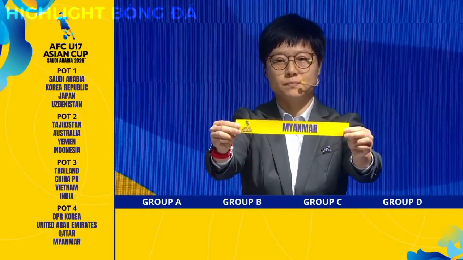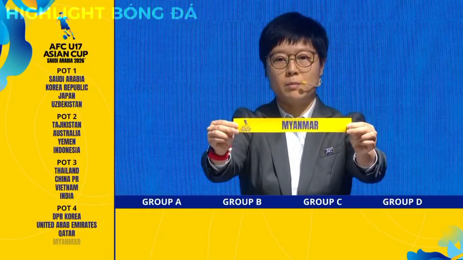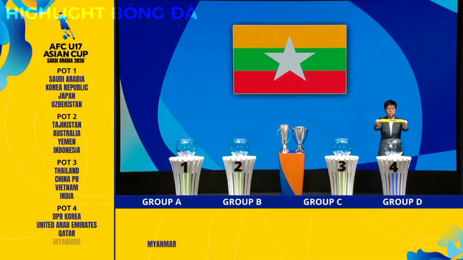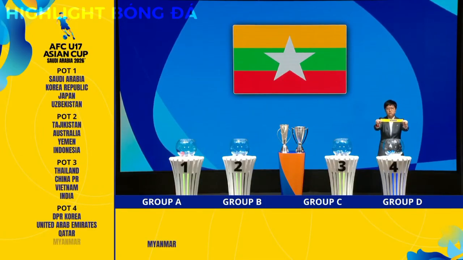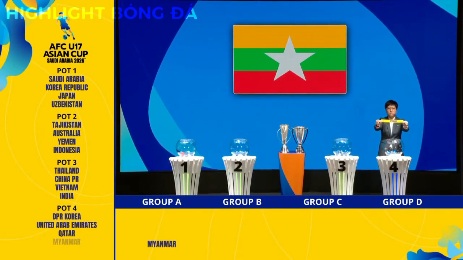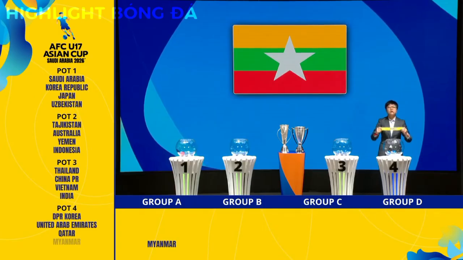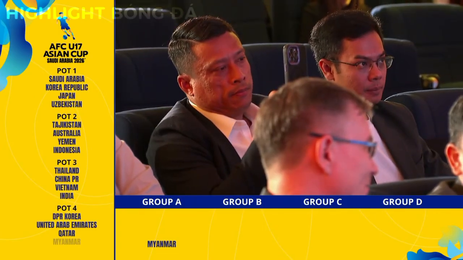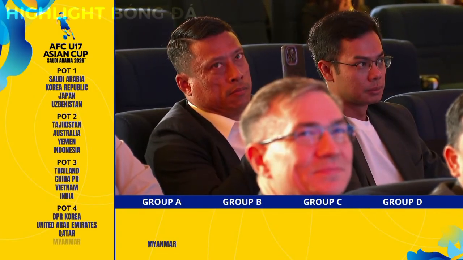Myanmar. Myanmar goes to A4. Their last appearance in the finals was dated back to 2006, and this is their 5th time qualification to the final stage of the competition.